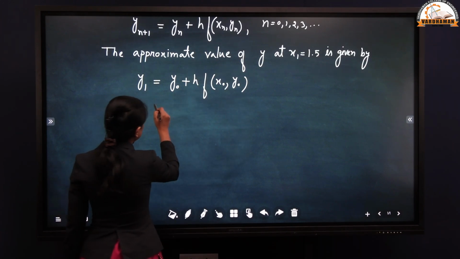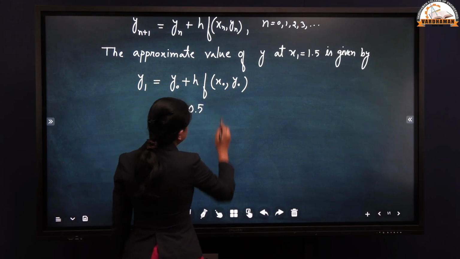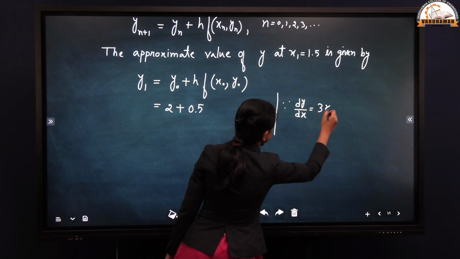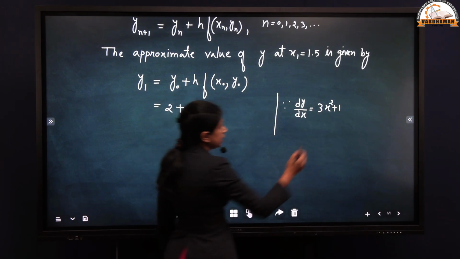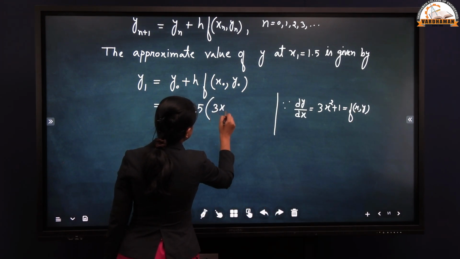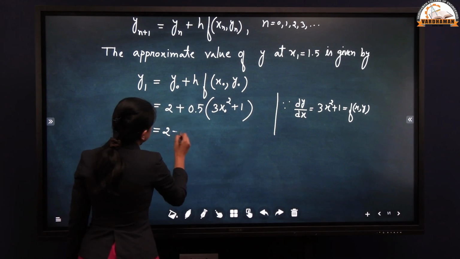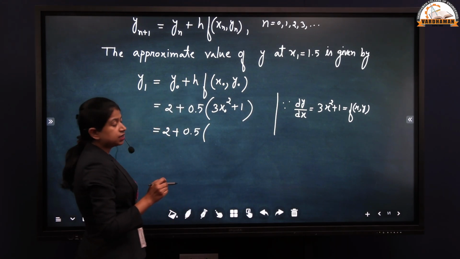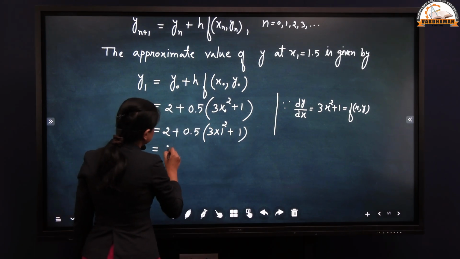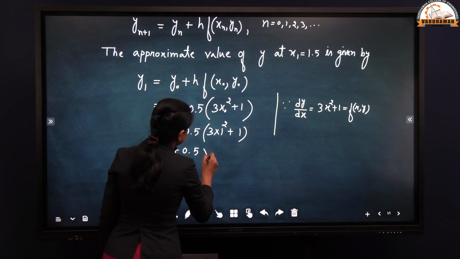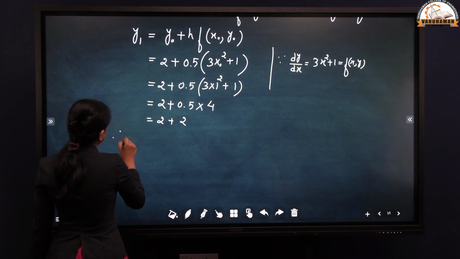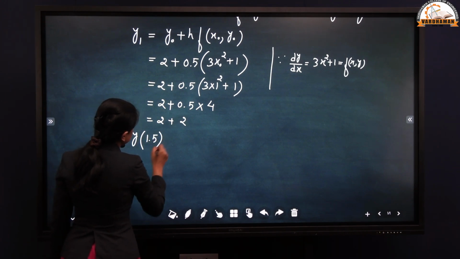Here y naught is given as 2 plus h is 0.5 and f of x naught comma y naught. Since dy by dx is equal to 3x square plus 1, which can also be written as f of x comma y, from here we can write that this is 3x naught square plus 1. 2 plus 0.5, and x naught is given as 1, so 3 into 1 square plus 1. Therefore we get 2 plus 0.5 into 3 plus 1, this is 4. 2 plus 0.5 into 4 is 2 plus 2. Therefore, y at 1.5 is equal to 4.